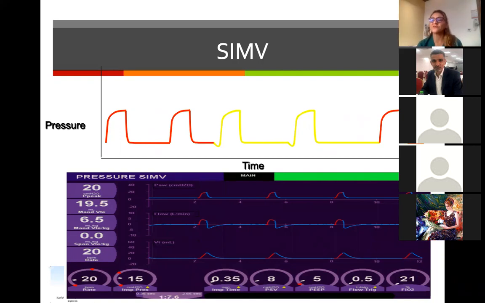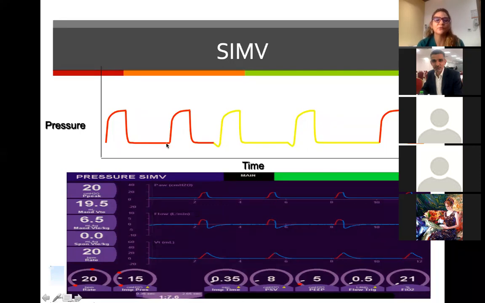If the baby doesn't trigger during that time, then there will be no synchronization. And if the baby wants to trigger in between the breaths, then that will also not be synchronized. So when we say SIMV, we should know that it is not completely synchronized. So what you will see is some of the breaths are synchronized, where you will see this is the trigger.